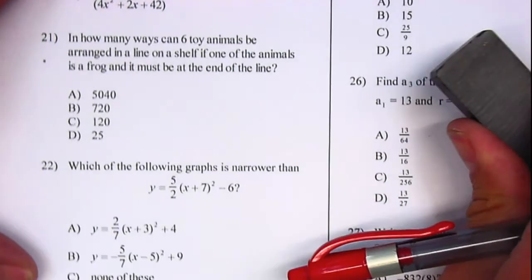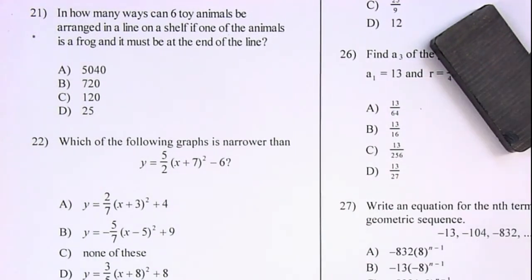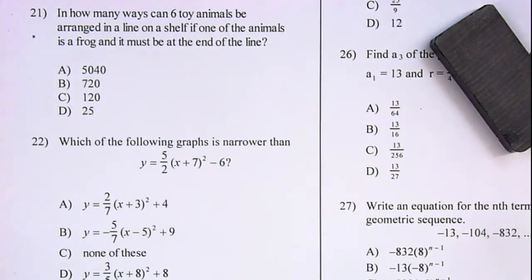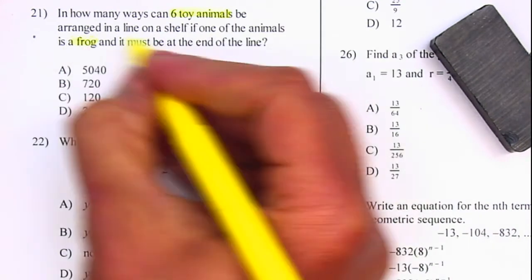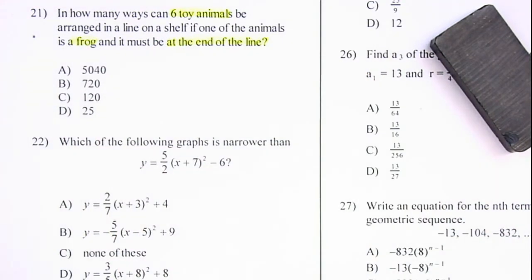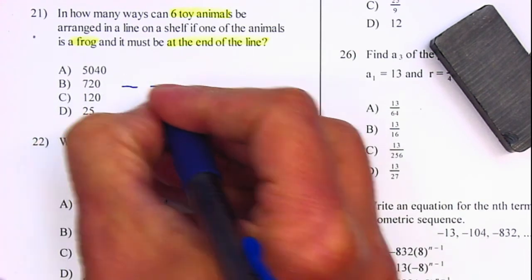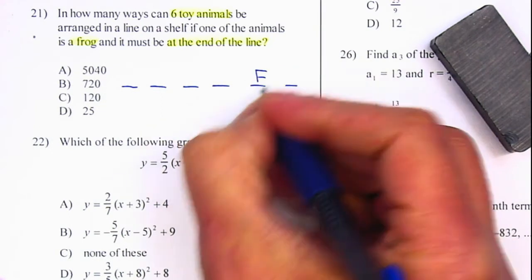On problem number 21, how many different ways can 6 toys be arranged in a line on a shelf if one of the animals is a frog and it must be at the end of the line? So we have a total of 6 toy animals. One of them is a frog, it must be at the end of the line. So let's go and place our 6 dashes. 1, 2, 3, 4, 5, 6.